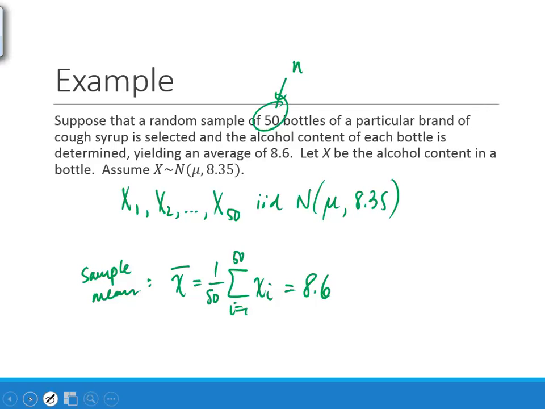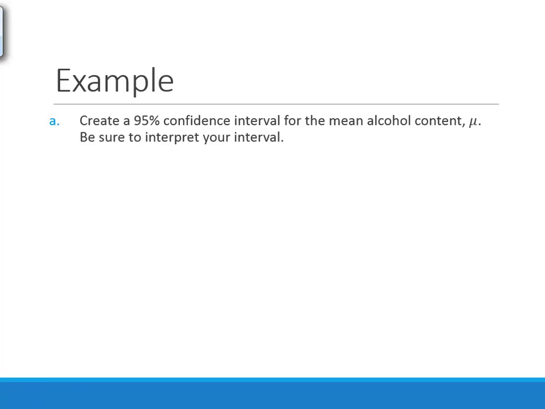Okay, so then what we want to do is create a 95% confidence interval for the mean alcohol content, and make sure to give a good interpretation here. Previously in chapter 6, the question I might have asked you is what is a good estimate for the mean alcohol content of these things? In which case you would have done method of moments or maximum likelihood and found that x bar, remember this is a normal case, is the maximum likelihood estimate.